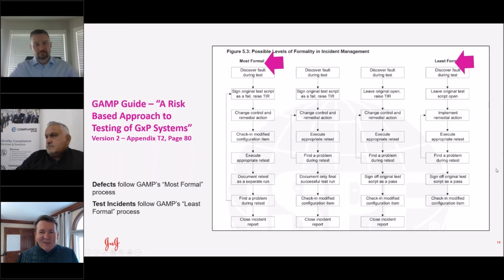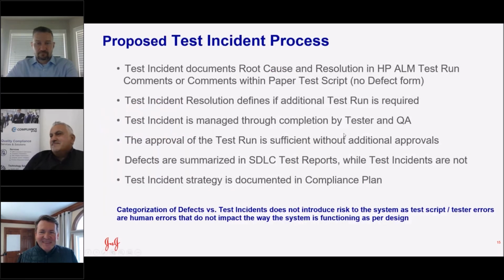You need to go back to the other slide for me, it somehow changed. So that is one piece. Essentially, we don't create a separate defect form, but there is still a record saying there was a little incident and what it was, and it just goes into the comments. And if you're using paper, it's just something within your test script.